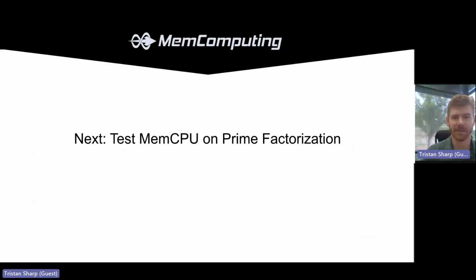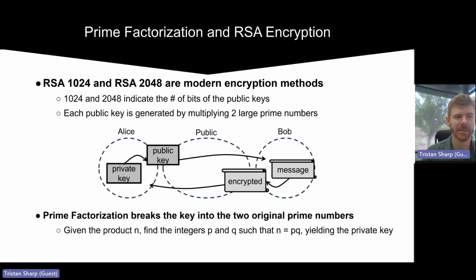Now I get to talk about the actual problem of prime factorization. This might be something that many people are already familiar with, but RSA 1024 and 2048 are modern encryption methods, where those numbers indicate the number of bits of the public keys. And the idea is you have these large prime numbers, you multiply them together to create a public key, and it's hard to go back the other way because it's like a one-way function. So that public key is nice. You can pass it in the open, and someone, like here we have Alice, passes it in the open.